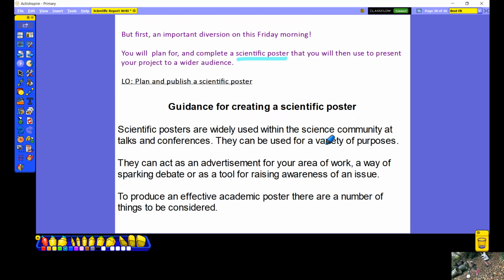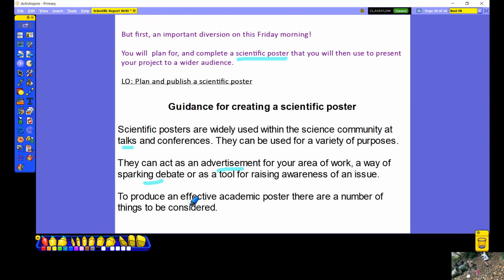So as I say, they're widely used within the science community at talks and conferences, and it's actually the talks to your audience where I would like you to use your poster to fit together and complement your science report. So in essence, as I alluded to, it's an advertisement for your area of work, in this case, the field study. But also you're raising awareness of that habitat, hopefully sparking a debate, getting people talking, getting people engaged and interested.